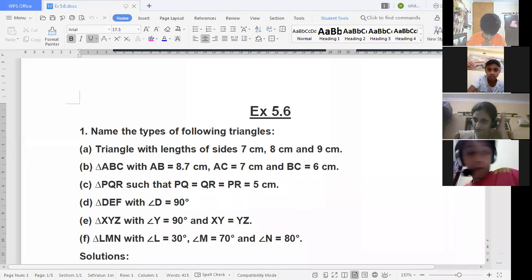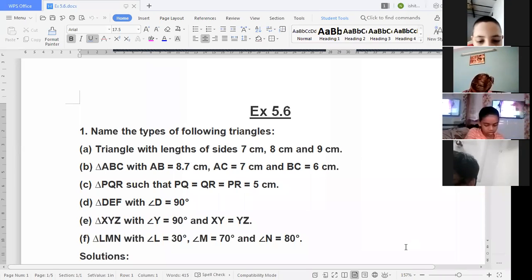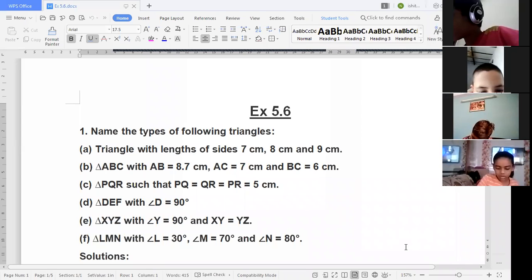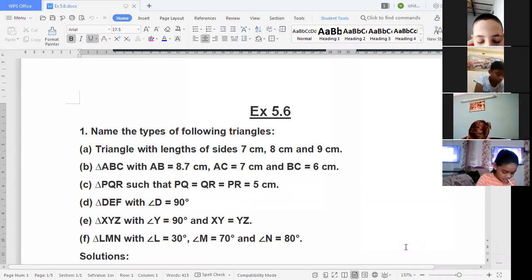Yes, right. It is a right triangle because it has one angle of 90 degree and two sides are equal. So it is an isosceles right angle triangle. Yes, Aditya, you are correct. You can give me the answer in the chat box also. An isosceles triangle has two sides equal, and one angle is 90 degrees, so it is a right triangle. So it is an isosceles right angle triangle. Do this question in your notebook, everyone.